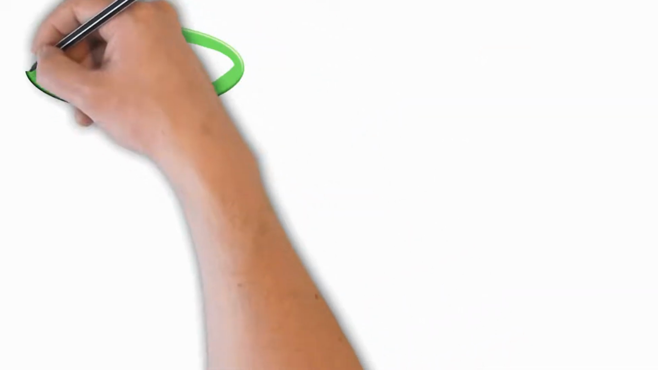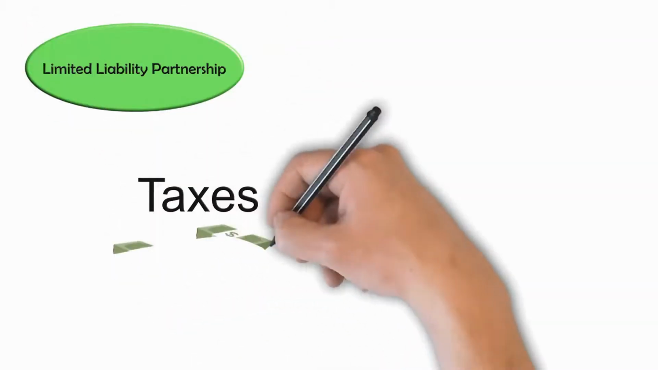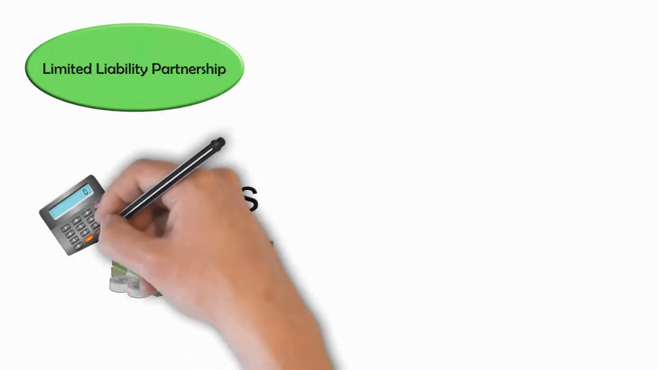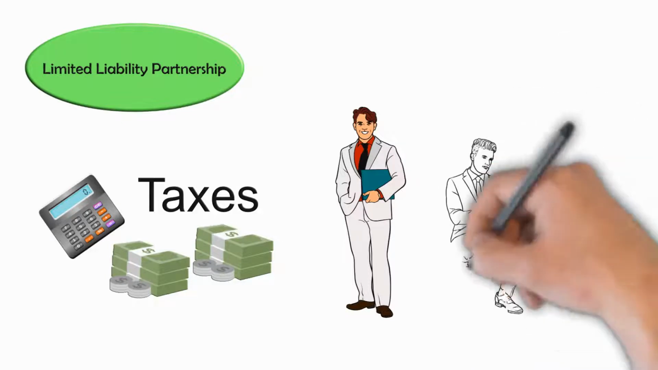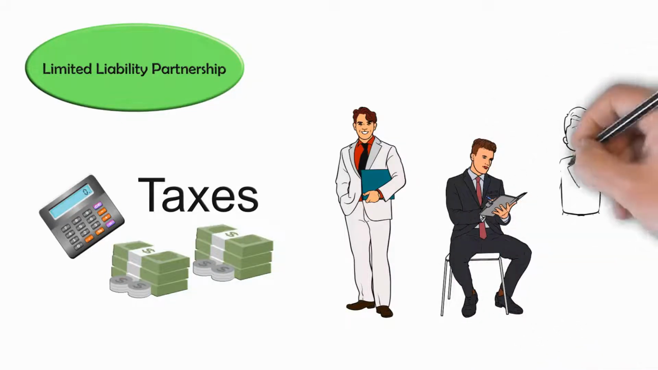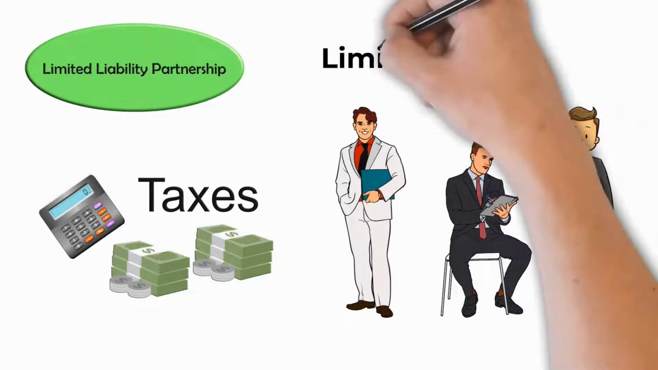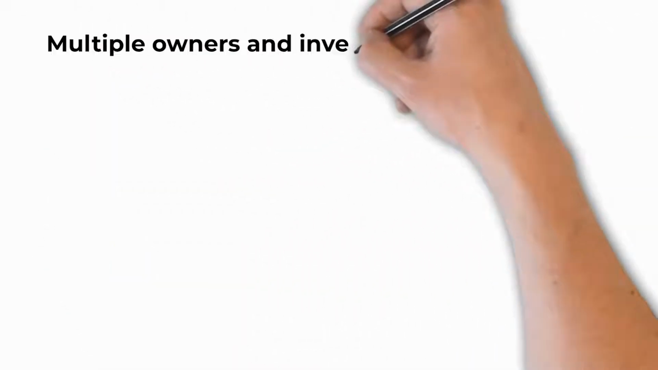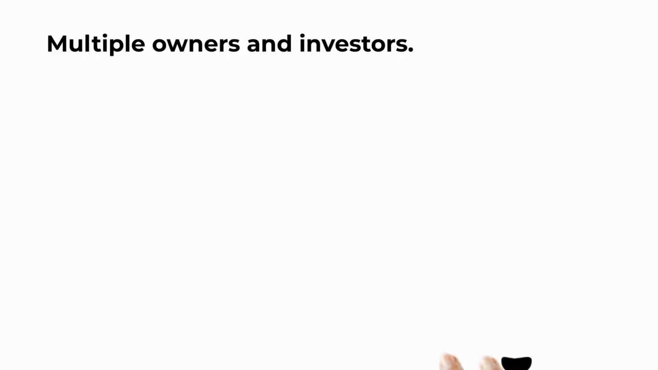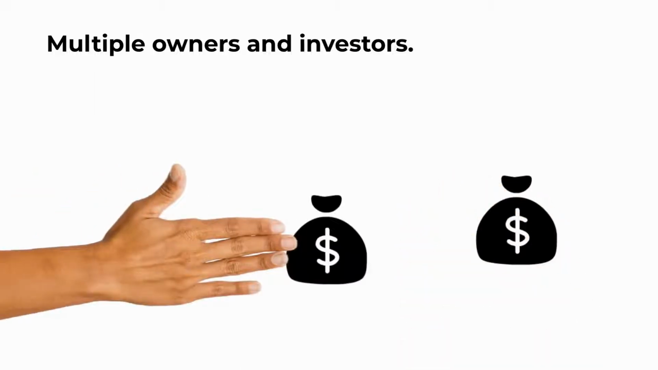The next type of entity is a limited liability partnership. And this is similar to an LLC in that it's passed through taxes. It passes through to the owners, and the taxable income does. It also has limited liability to the company, similar to an LLC. And it can have multiple owners and investors in an LLP, limited liability partnership.